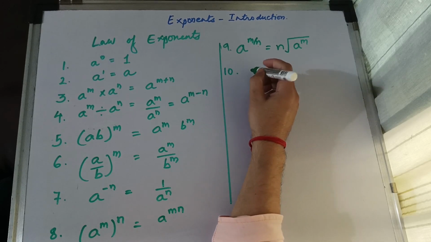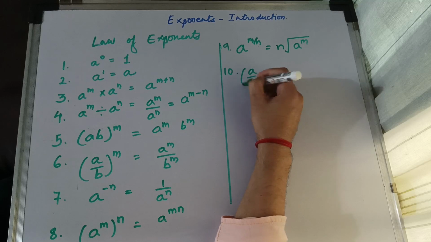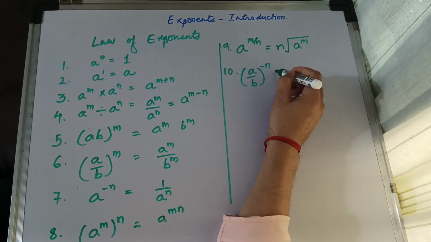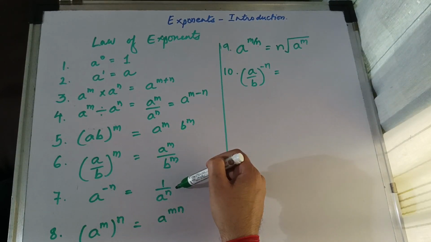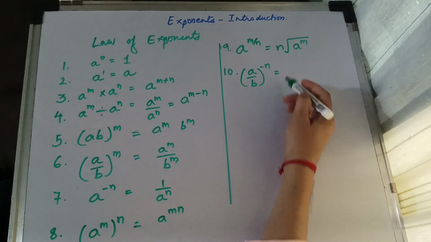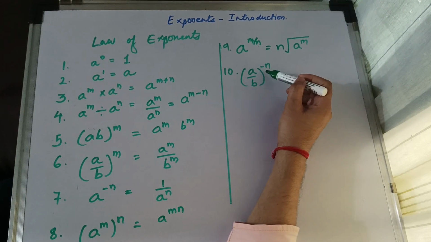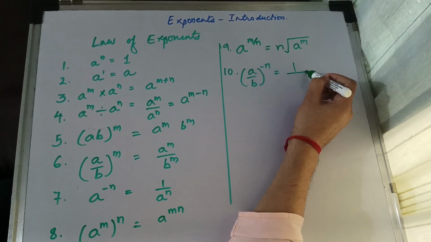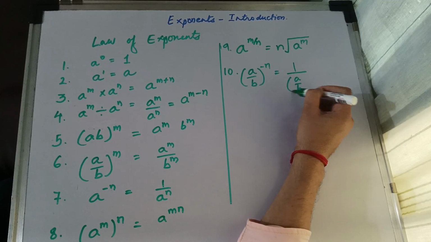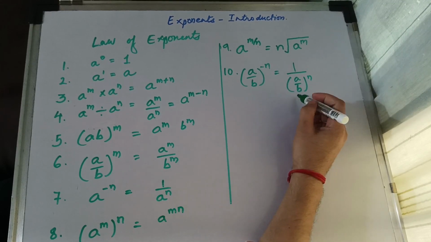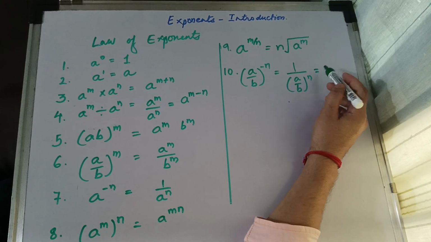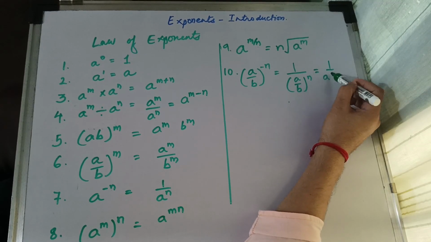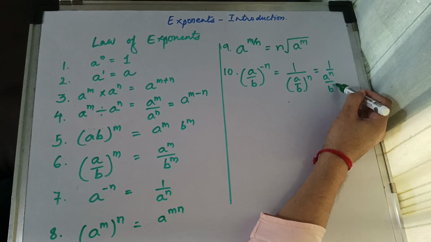Number 10, a upon b raised to minus n. Now this is just a form of rule number 7 that we have written here. So any rational number raised to the negative power will be 1 upon a upon b raised to n, and this can be written as 1 upon a raised to n upon b raised to n.